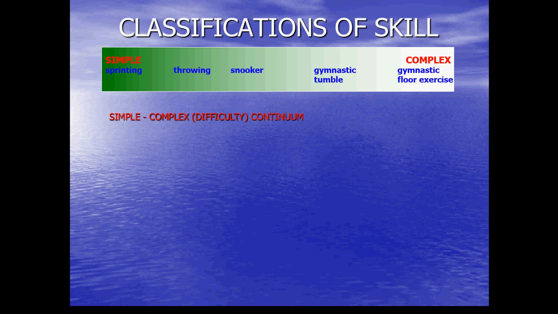We next have the difficulty continuum. We have simple at one end, we have complex at the other. Simple skills are very straightforward skills. They have very few subroutines, and they don't require very much concentration or cognitive activity from the performer. They're just very easy to actually complete.